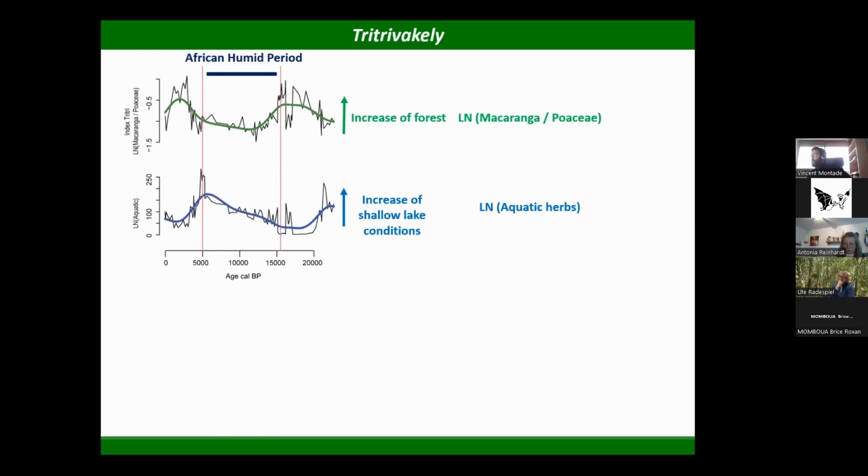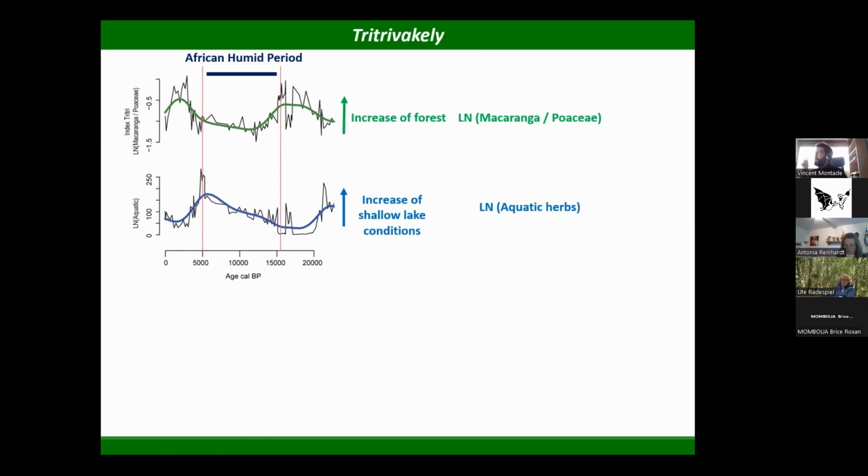So I also tried to synthesize this result with an index. I used a normalized index with the ratio of Macaranga and Poaceae, because Macaranga is typical of forest in this region and also develops as a pioneer taxon. And I divided Macaranga by Poaceae because Poaceae is of course representative of grassland. Like that we can see the development and decrease of forest, and the development of forest after 5,000 years before present.